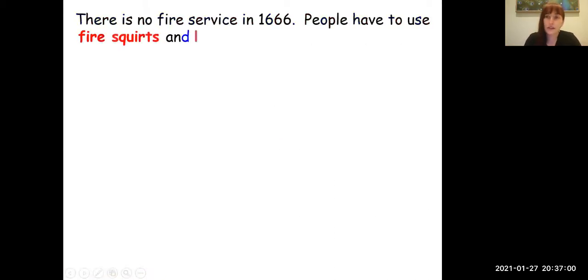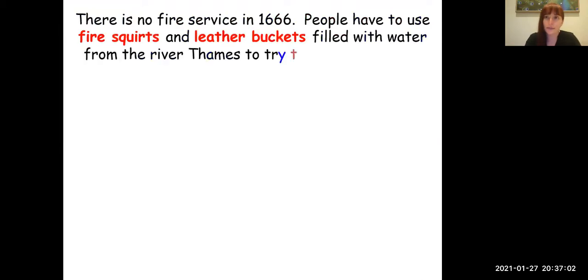There isn't a fire service in 1666. So there's no fire brigade to call. No one's going to come and help. What you did have were groups of people who would work together, just people living on the street or in the town, who would work together to try and put the fire out using leather buckets, which would be really heavy, especially when they're full of water.